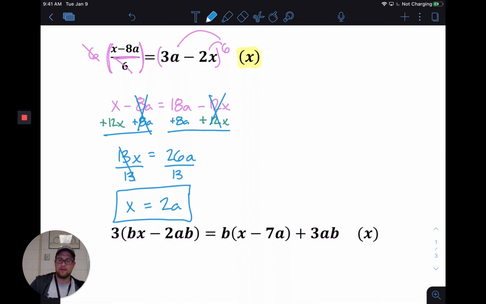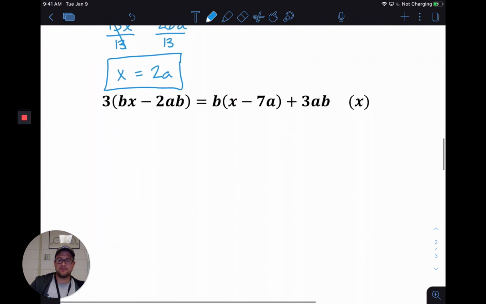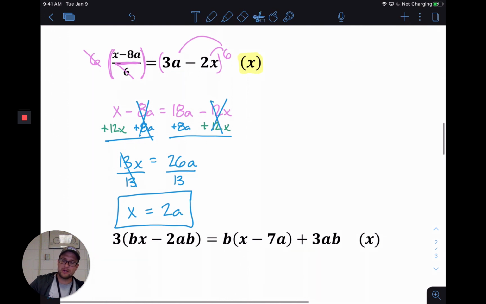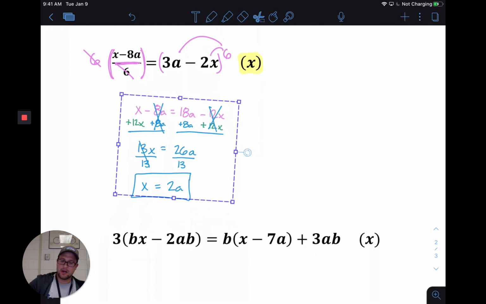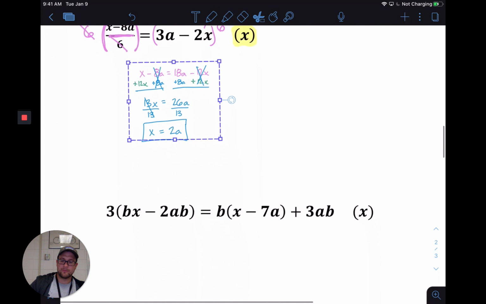Great job. Let's look at another one. This one could definitely be the toughest one. There's so much going on in here that we need to think about as we go through it.